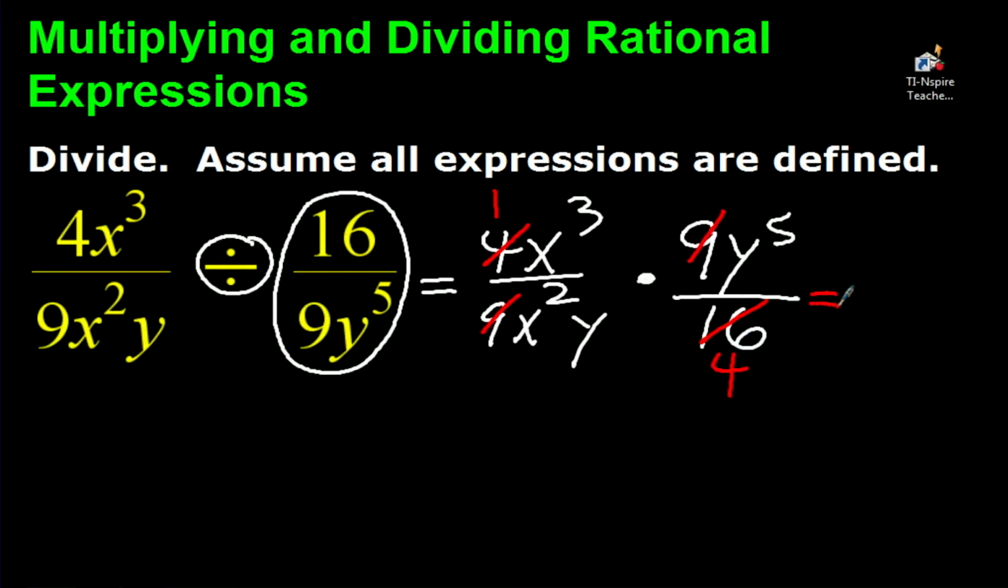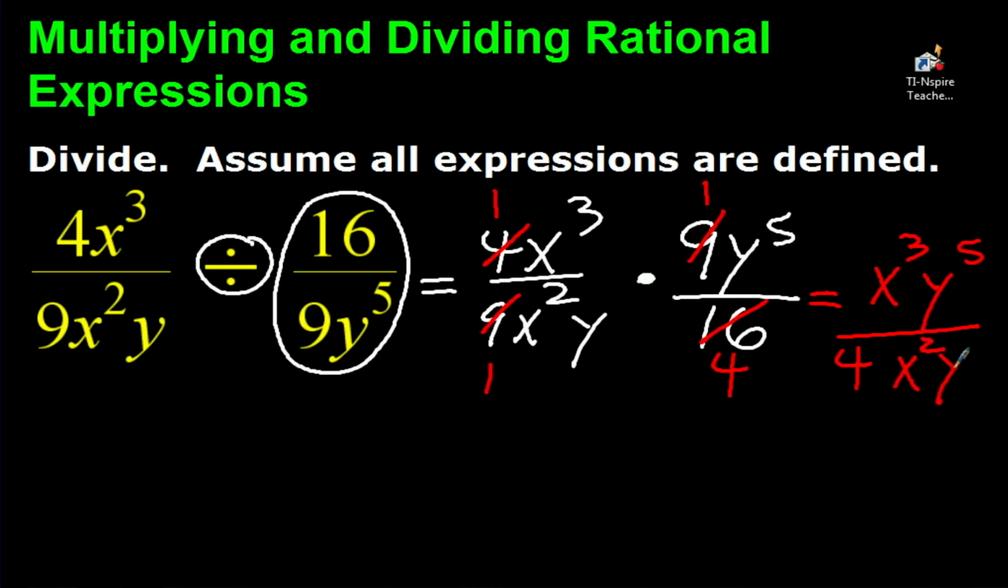And then we just multiply straight across. I have 1 times, when I cancel the 9 out, that's going to be 1. So 1 times 1 is 1, but I really don't have to write the 1 because I've got variables. So now I have x to the third times y to the fifth, which gives me x to the third, y to the fifth on top. Then on the bottom, when I cancel the 9 out, it left me with a 1. So 1 times 4 gives me 4, and then I have an x squared y. I have to multiply and bring that over.